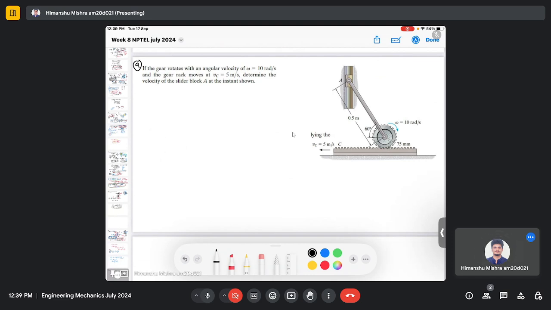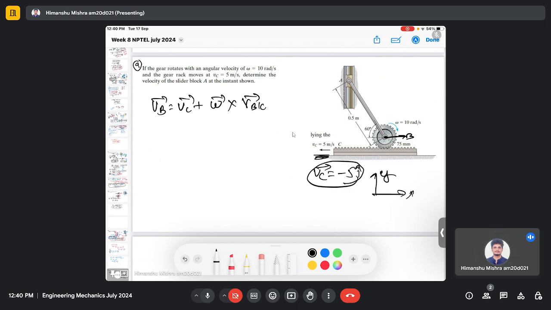So let's write down the relative velocity expression between point B and C. So it will be omega cross RBC vector. This is point B. Since Vc is moving in the horizontal direction, in the negative x direction, this is my coordinate system x and y, and you can see Vc is moving in minus 5 x direction. So this is my velocity vector at point C.